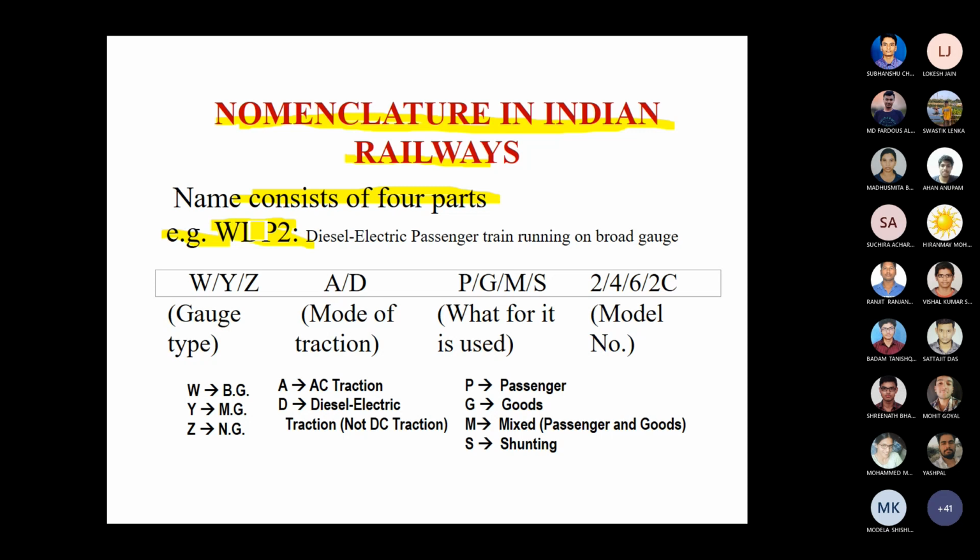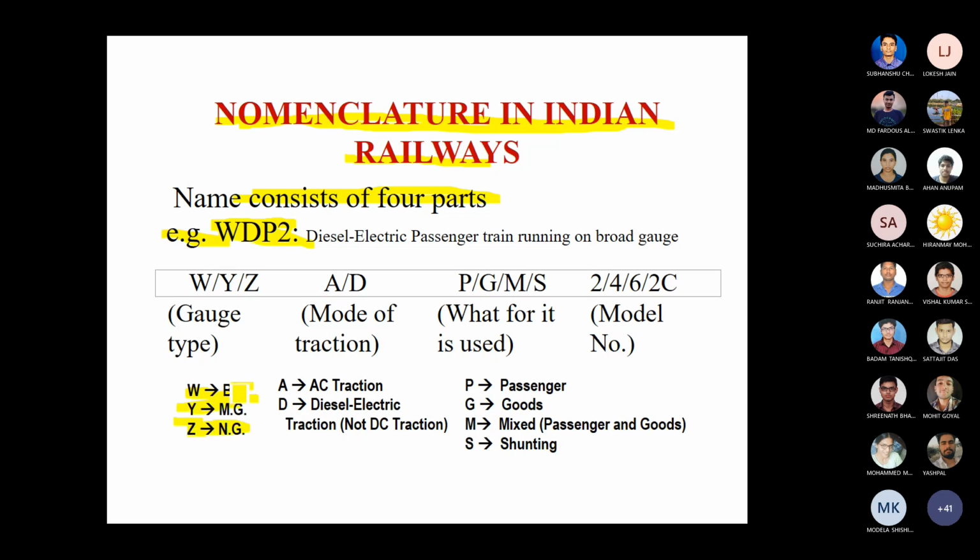What do you mean by W? W is the gauge type. BG means broad gauge, and W stands for that, so this locomotive is a broad gauge type of locomotive. Instead of W, if you use YDP2, Y means medium gauge, and Z is narrow gauge.